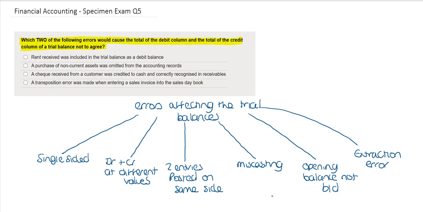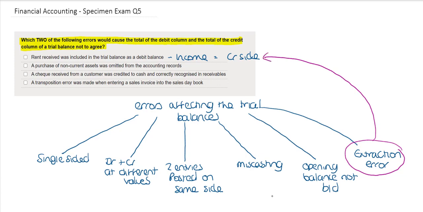So let's look at the four options that we have. The first one states that the rent received was included in the trial balance as a debit balance. Rent received is income, and so as a result it should be shown on the credit side. This is an example of an extraction error, and so as a result of it being put on the wrong side, our trial balance will no longer agree.